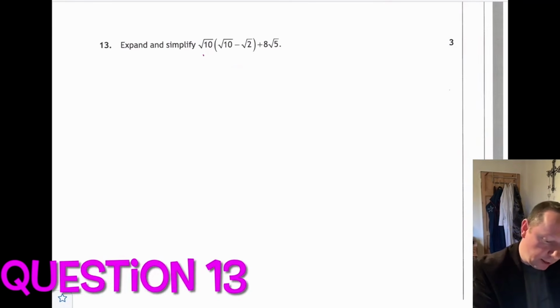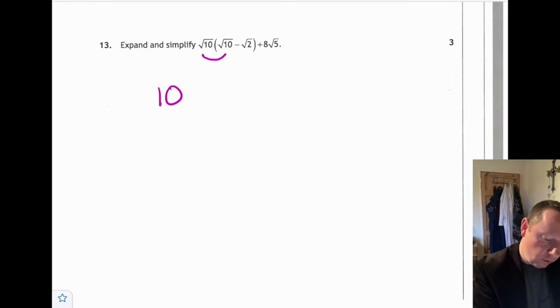So we've got root 10 times root 10. Well, that's just 10. We've got root 10 times root 2. Well, that's going to be root 20. 2 10s are 20. And we've still got plus 8 root 5.